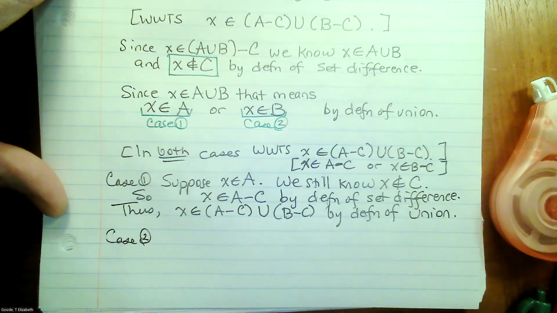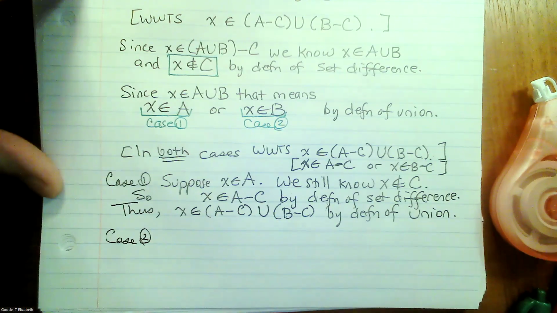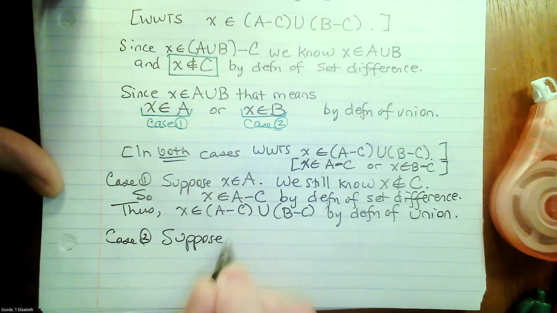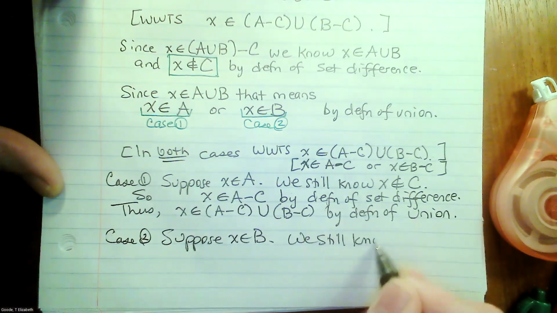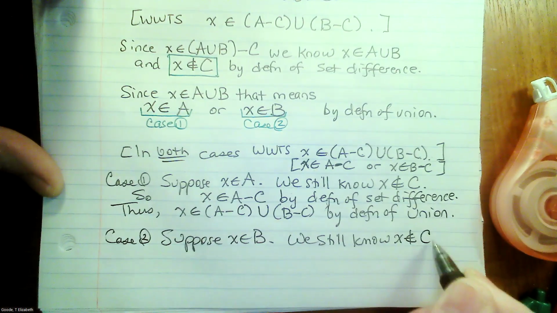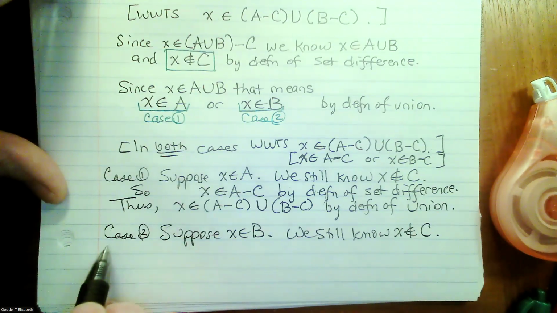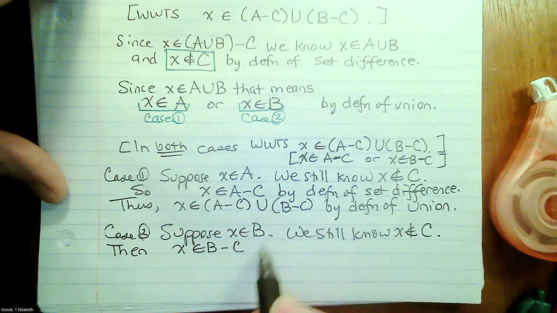Yeah. So what's our hypothesis for case two then? So I guess we would suppose X is an element of B, and we still know that X is not in C. Mm-hmm. Suppose X is an element of B. We still know X is not in C. Now what happens, Namdi? So then, X is an element of B minus C by definition of set difference.